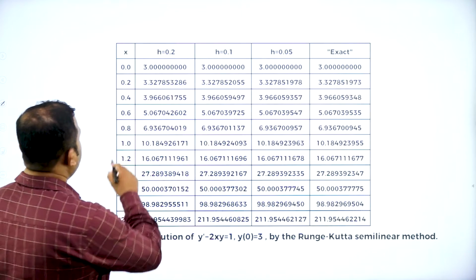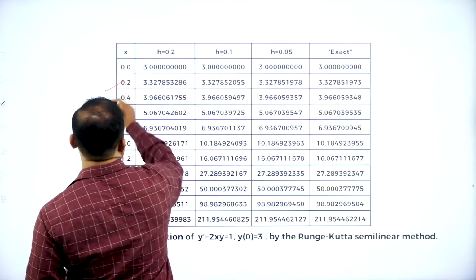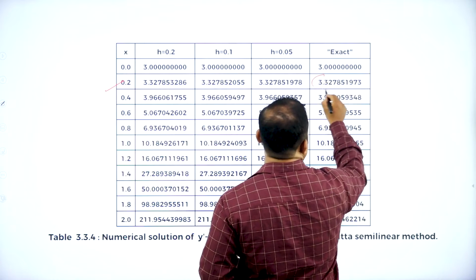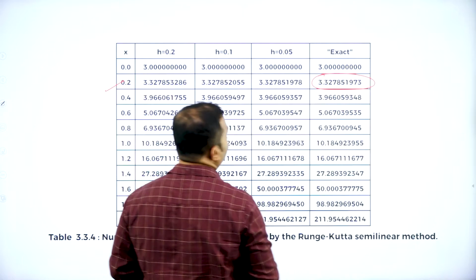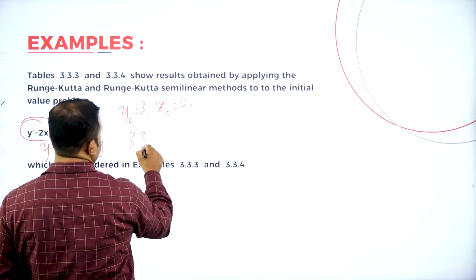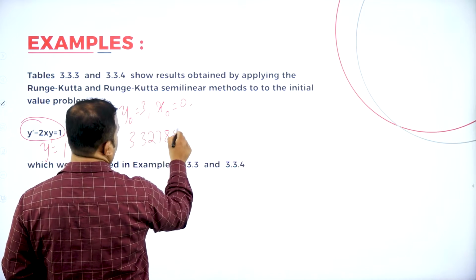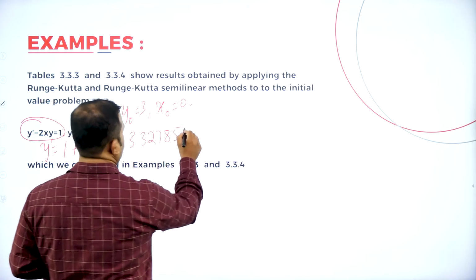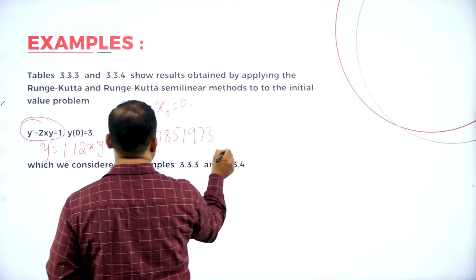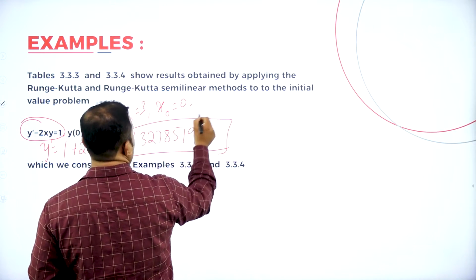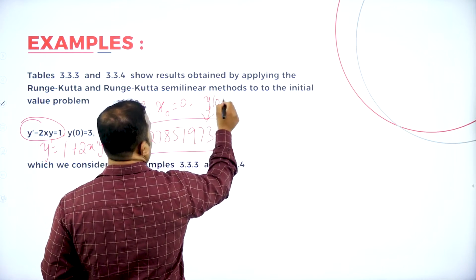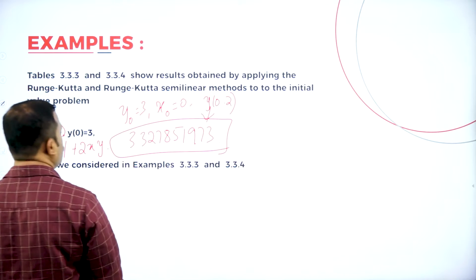This is the value. Let me consider the 0.2. What is the value? 3.32785, 1973 is the final value. That is y of 0.2.